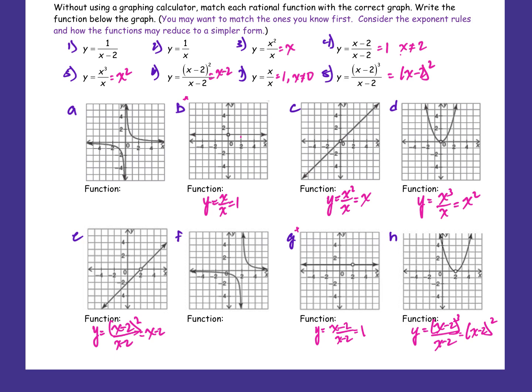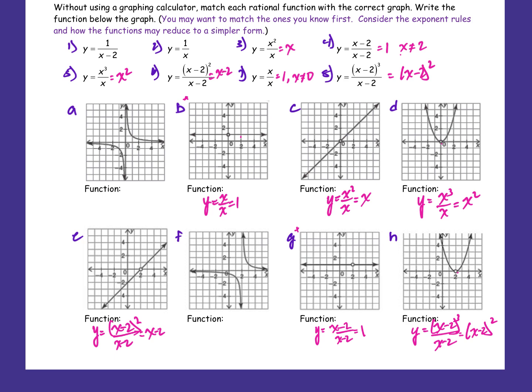So now I only have 2 choices left: the 1 over x minus 2 and the 1 over x. Well, all the rest of them that had the x minus 2's in them shifted everything. If I look at the parabola, one started at 0, and the one that had the minus 2 shifted to the right 2. If I look at the line, y equals x and y equals x minus 2, again, the one with the minus 2 shifted to the right 2.